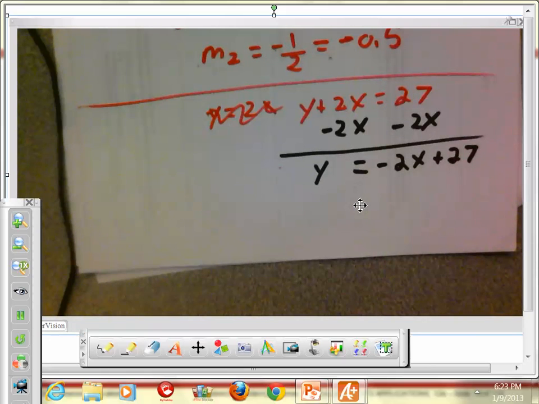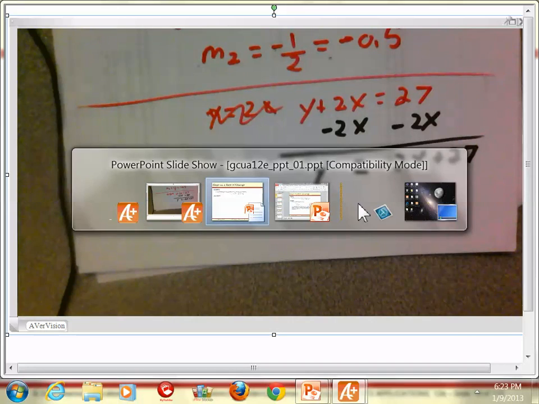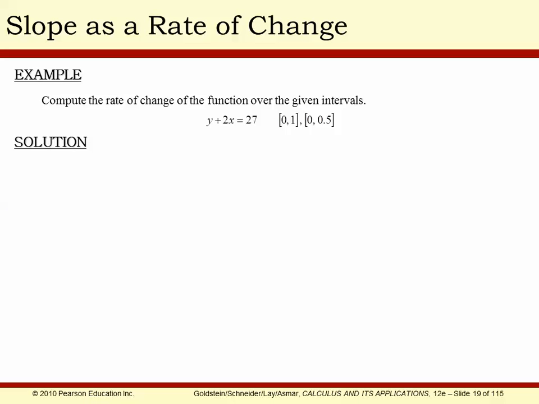-2, right? So if we go back over here, what is the rate of change of this line over here? We just said it. What if we restrict it to the intervals -1, 0 to 1, and 0 to 1/2? Does it matter? Raise your hand if you think it'll change. Raise your hand if you think it'll stay the same. Okay, let's look. Okay?